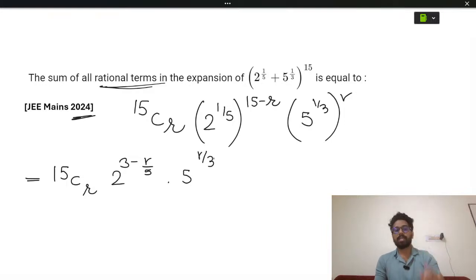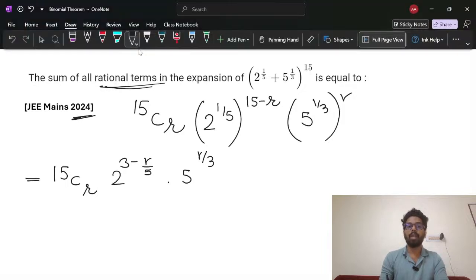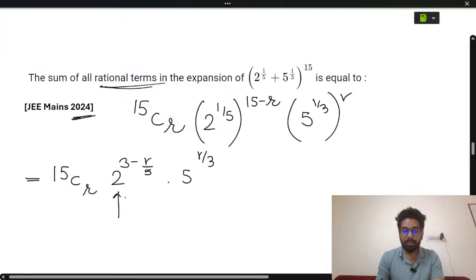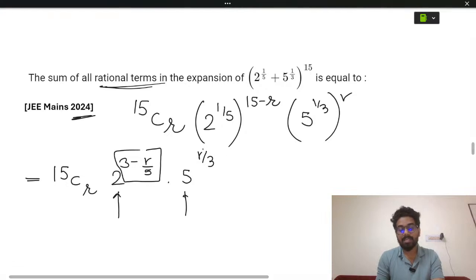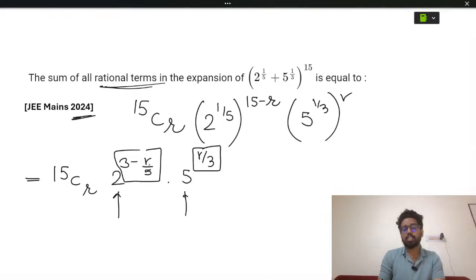Now, what is the meaning of rational terms? The power on every number, on every prime number, has to be an integer. 2 is a prime number and 5 is a prime number, so these have to be integer powers. So R has to be a multiple of 5, and this says R has to be a multiple of 3. So R has to be a multiple of 15.